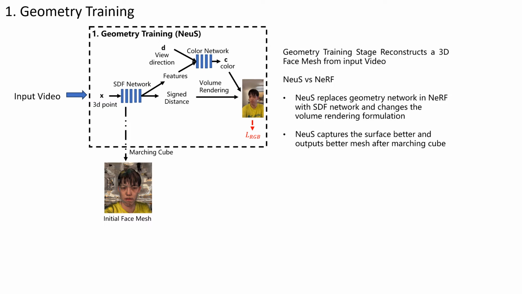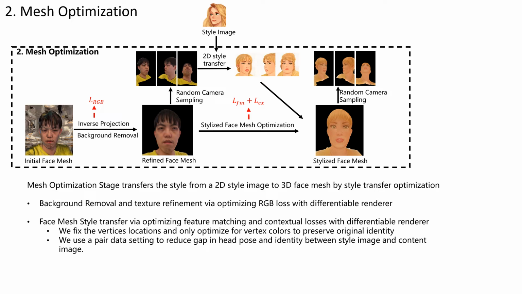Now let's take a deeper look into the different stages. For the first stage, it is a standard 3D reconstruction problem, where we use a NeRF variant called NeuS for better surface capturing and mesh extraction. For the second stage, we do mesh optimization. This is the main stage for style transfer. We use differentiable rasterization to render images from a face mesh given a viewpoint, so that the gradients can be back-propagated all the way to the mesh parameters.